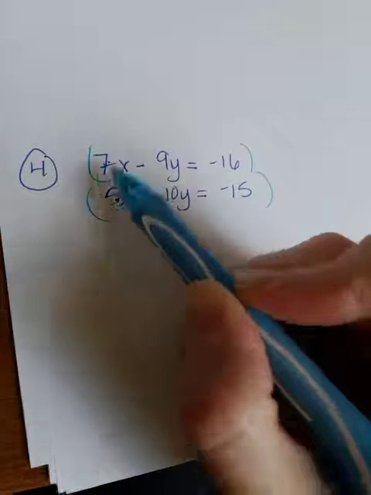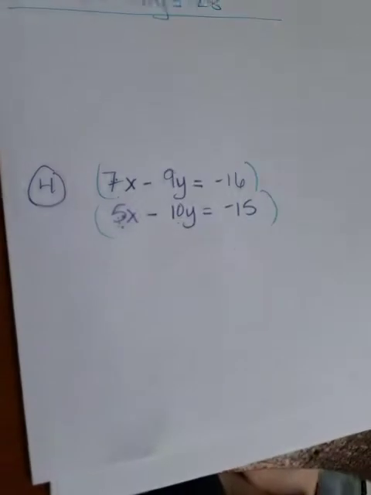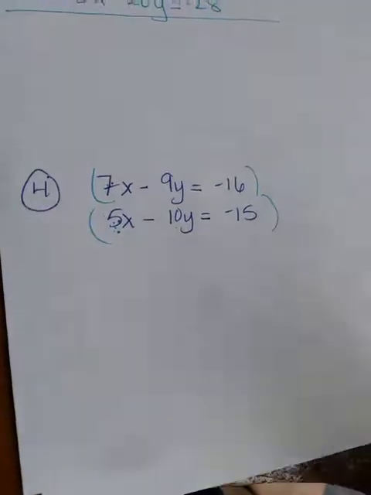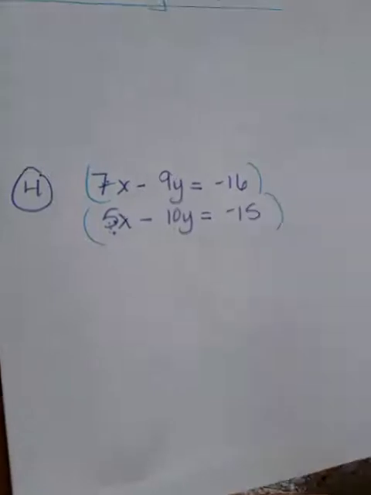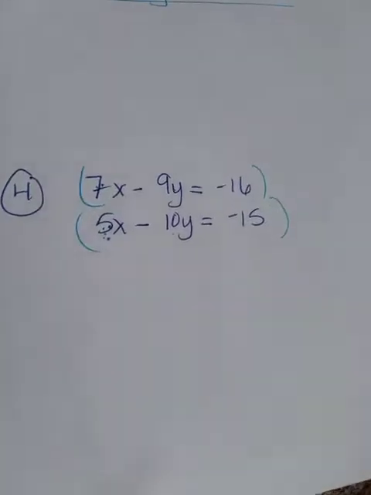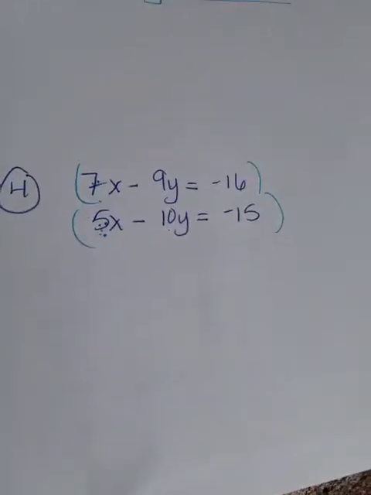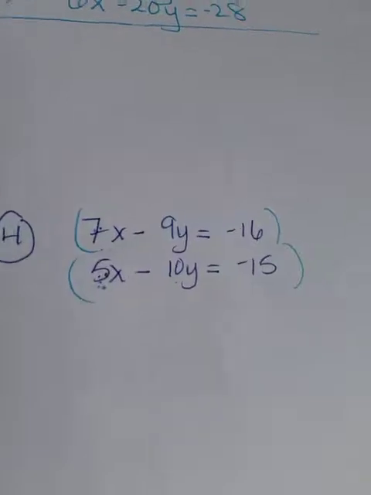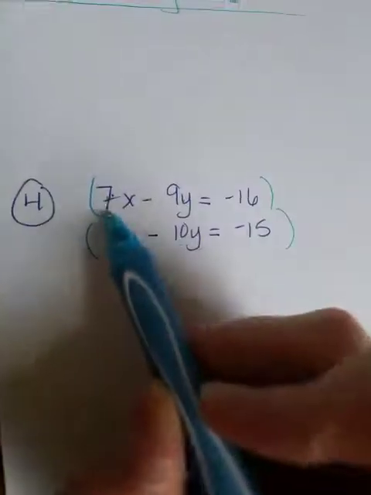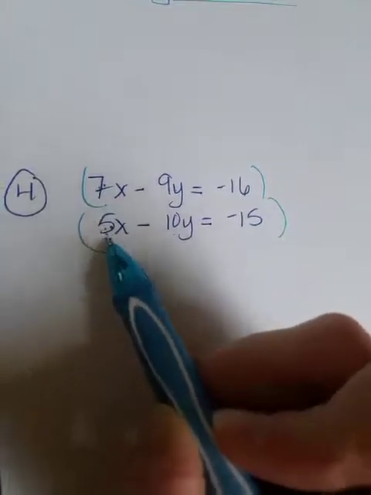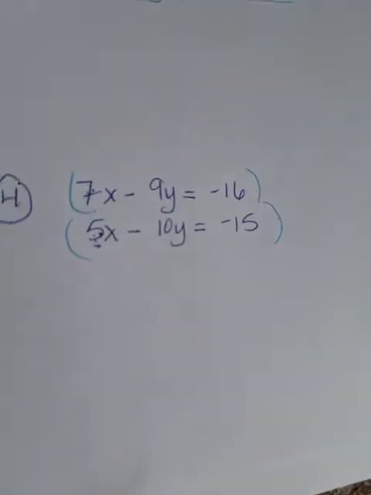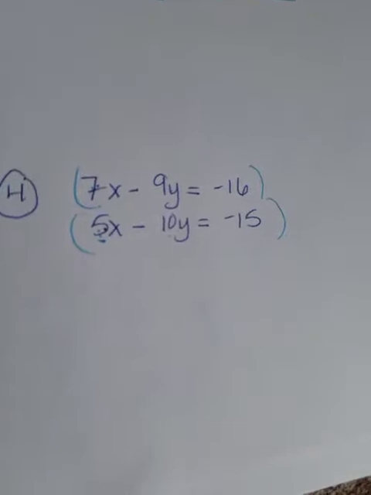So looking at 7 and 5, I would ask myself, okay, what numbers do 7 and 5 go into? Or in other words, 7 and 5 are factors of what number? So I'm hoping you would say 35, because 7 times 5 is 35. So my goal is to change both of these numbers into 35. One of them needs to be a positive, one of them needs to be a negative. Doesn't matter which is which.